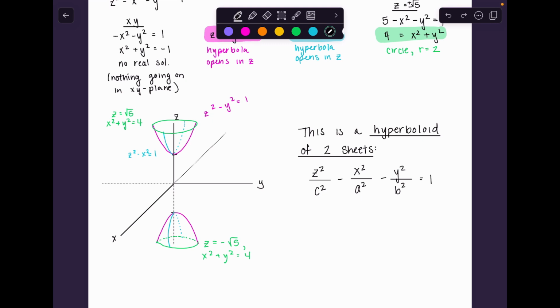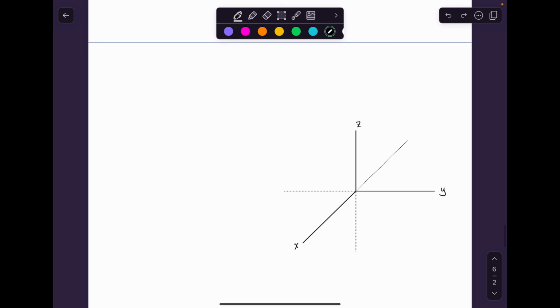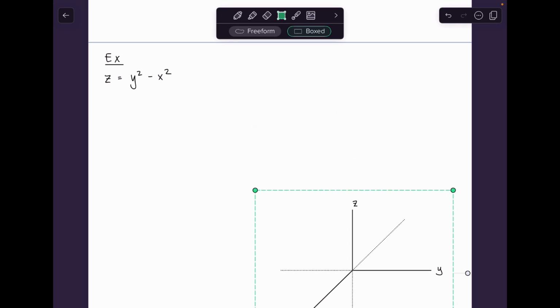So we got one last fun shape here. Let's go to a new page for this one too. This is probably the most interesting of the shapes, at least I think. And it's going to be seemingly nice, but it's kind of a complicated picture. Okay, so we've got z equals y squared minus x squared. So going through our traces, let's see what we get.